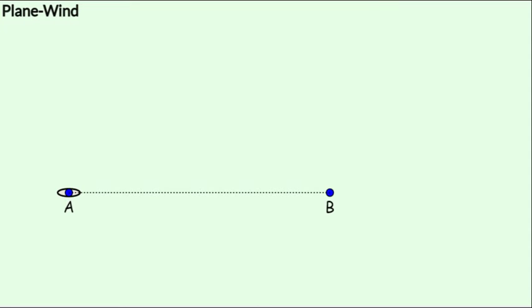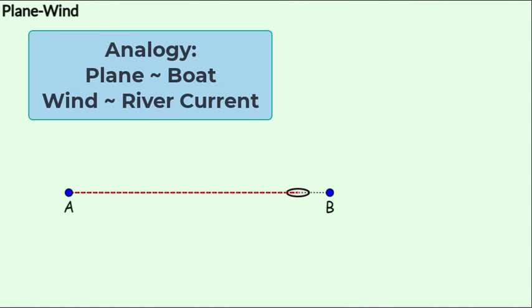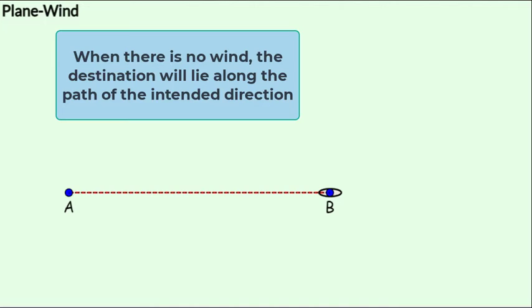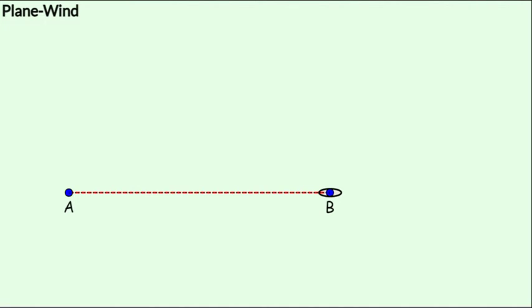We have seen how to set up a vector diagram when a boat travels in a river that has a current. In this case, we have a plane that flies from city A to city B. So we can treat the plane like a boat, and we can treat the wind like the current in a river. We start off by considering that there is no wind effect. So the pilot heads out from A to B and reaches B in the same path that he headed out in. Let's draw the vector diagram for this case.